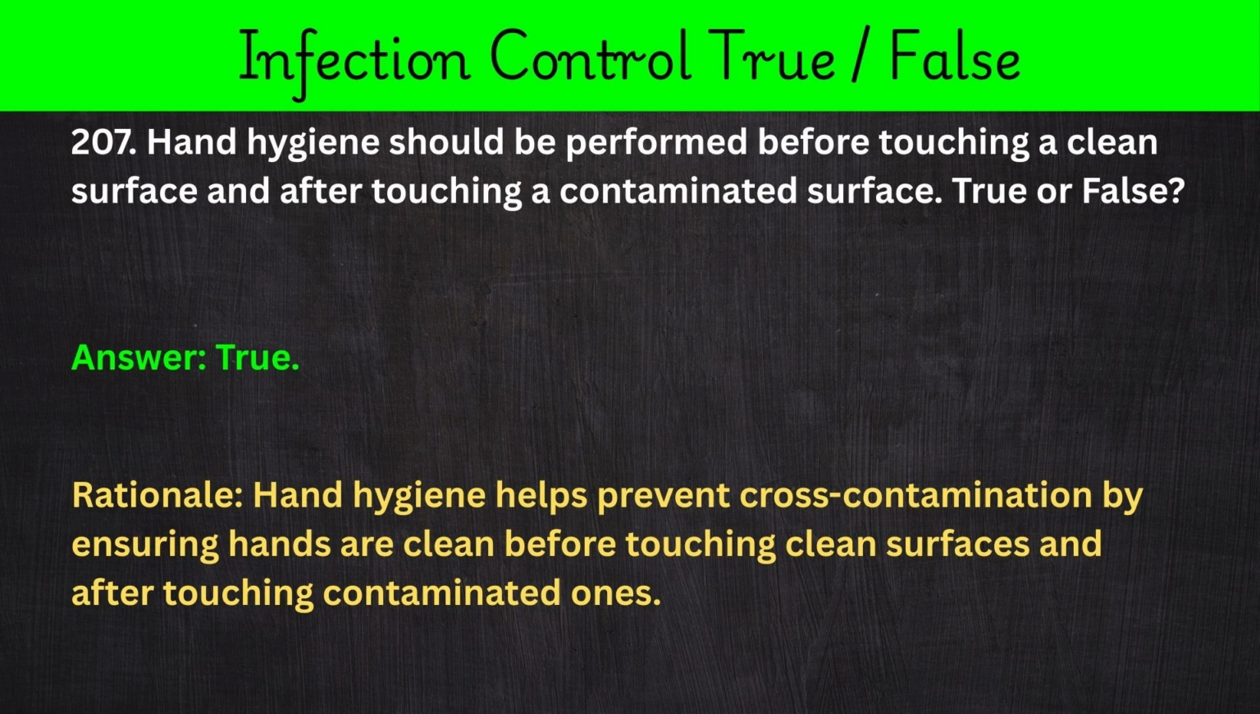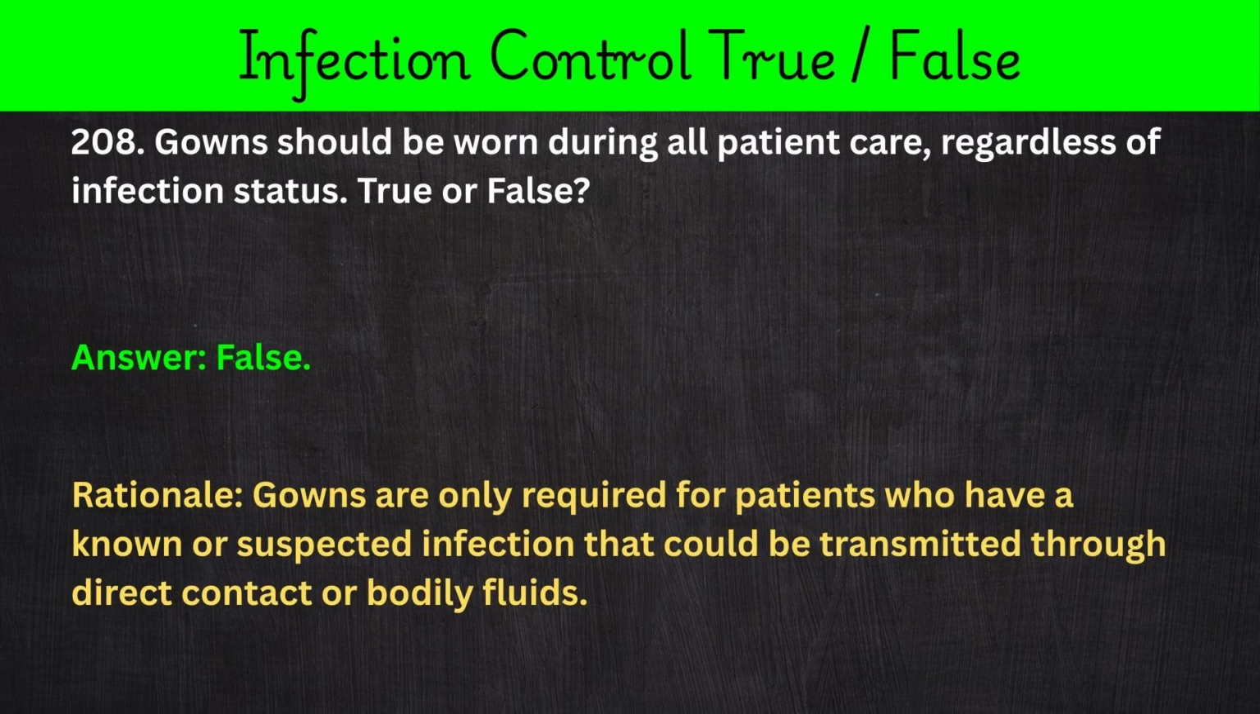207. Hand hygiene should be performed before touching a clean surface and after touching a contaminated surface. True or false? Answer: true. Rationale: hand hygiene helps prevent cross-contamination by ensuring hands are clean before touching clean surfaces and after touching contaminated ones.